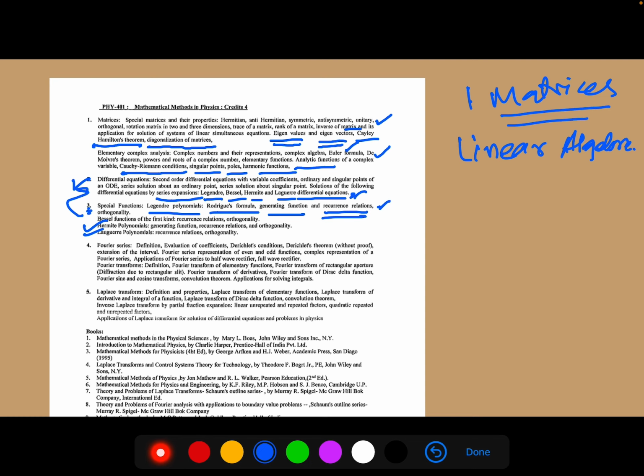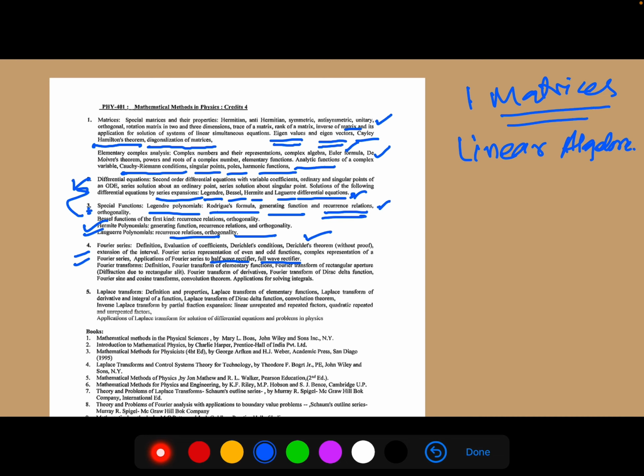Okay, after that, our fourth chapter is Fourier series. In Fourier series we are focusing on definition, evaluation of coefficient, and Dirichlet conditions. Okay, and their theorem also with proof. This Fourier series, how can it be helpful in a half wave rectifier or full wave rectifier? Okay, that is also our syllabus part.